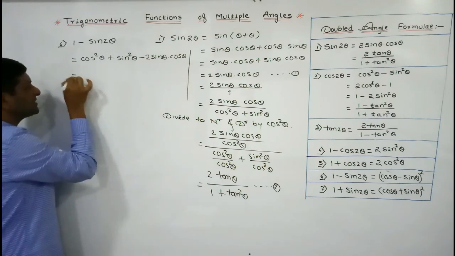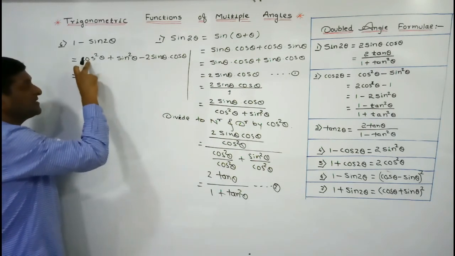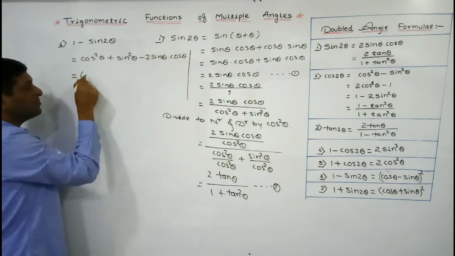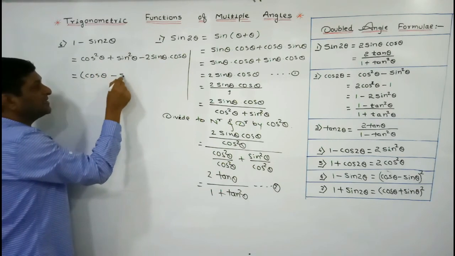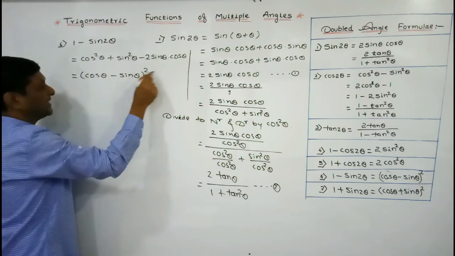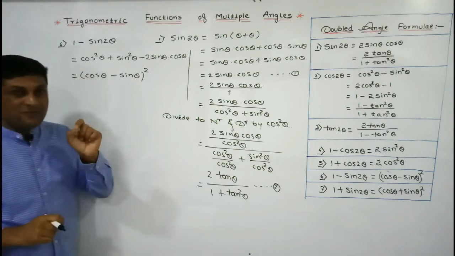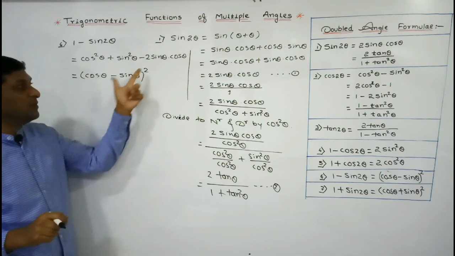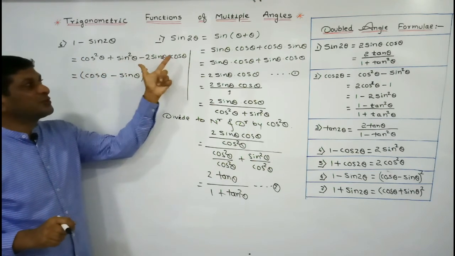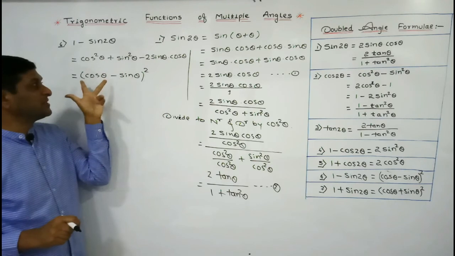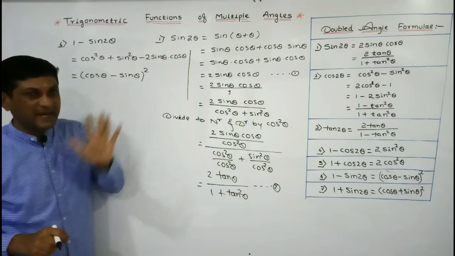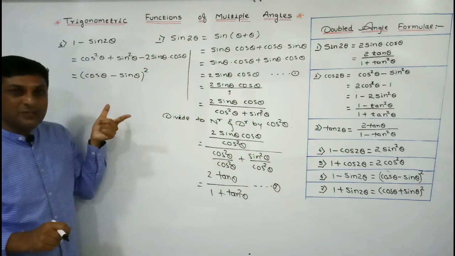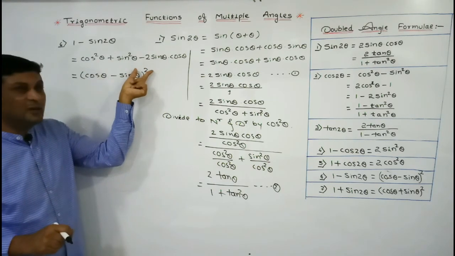Now if you observe this expression, check whether it is in the form of a square minus 2ab plus b square, which is nothing but the value of what? Cos theta minus sin theta whole bracket square, isn't it? Because the expression is in the form of an identity. Which identity? A minus b whole bracket square. A minus b whole bracket square is a square minus 2ab plus b square, which is nothing but the value of a minus b whole bracket square, isn't it? The terms are in the form of the expansion of what? Cos theta minus sin theta whole bracket square.